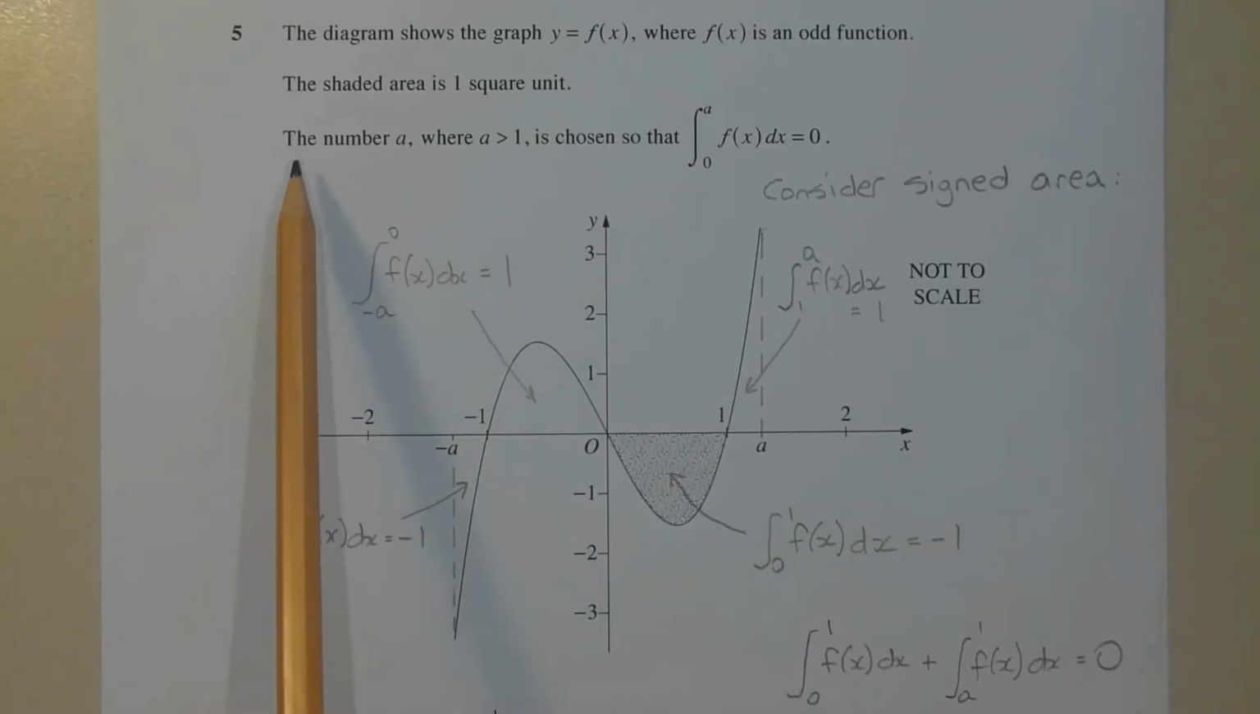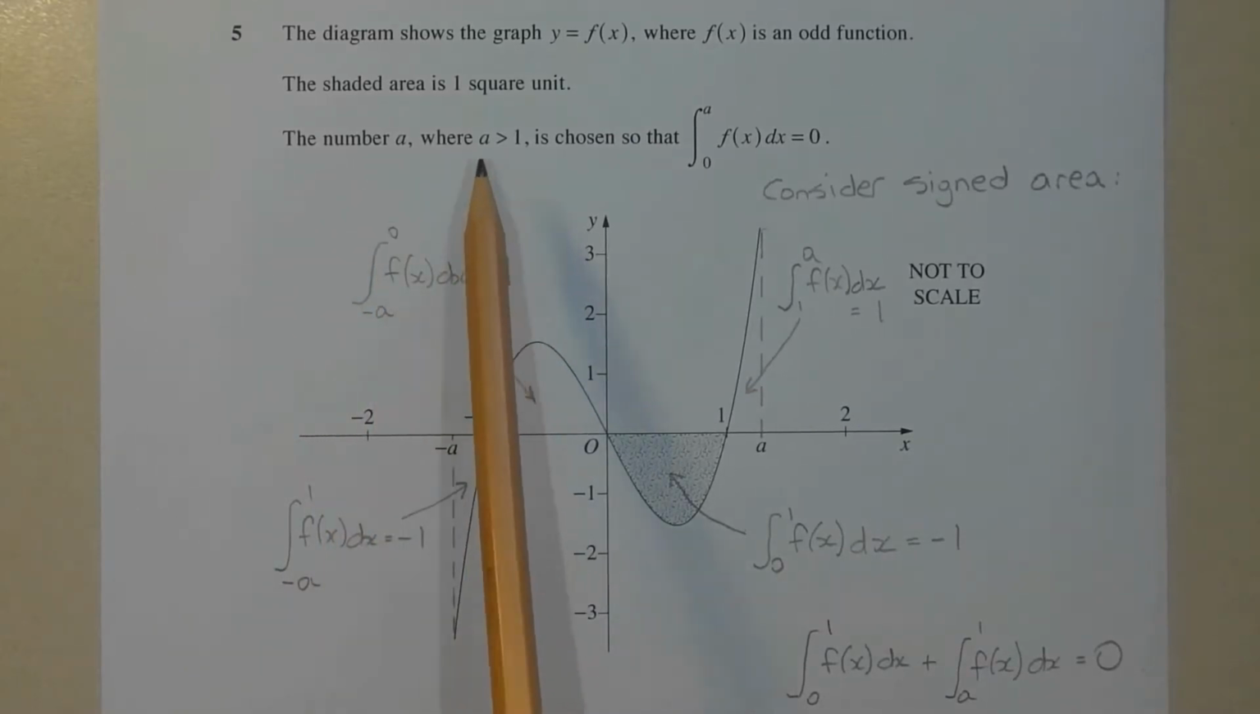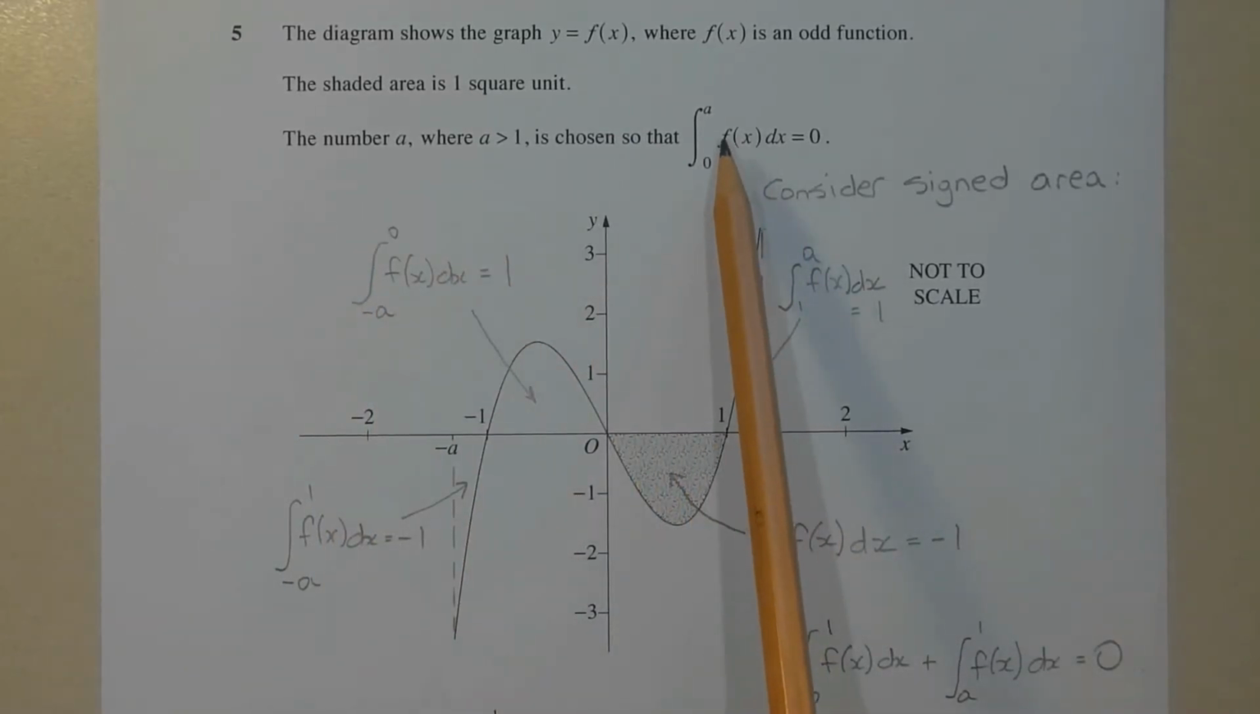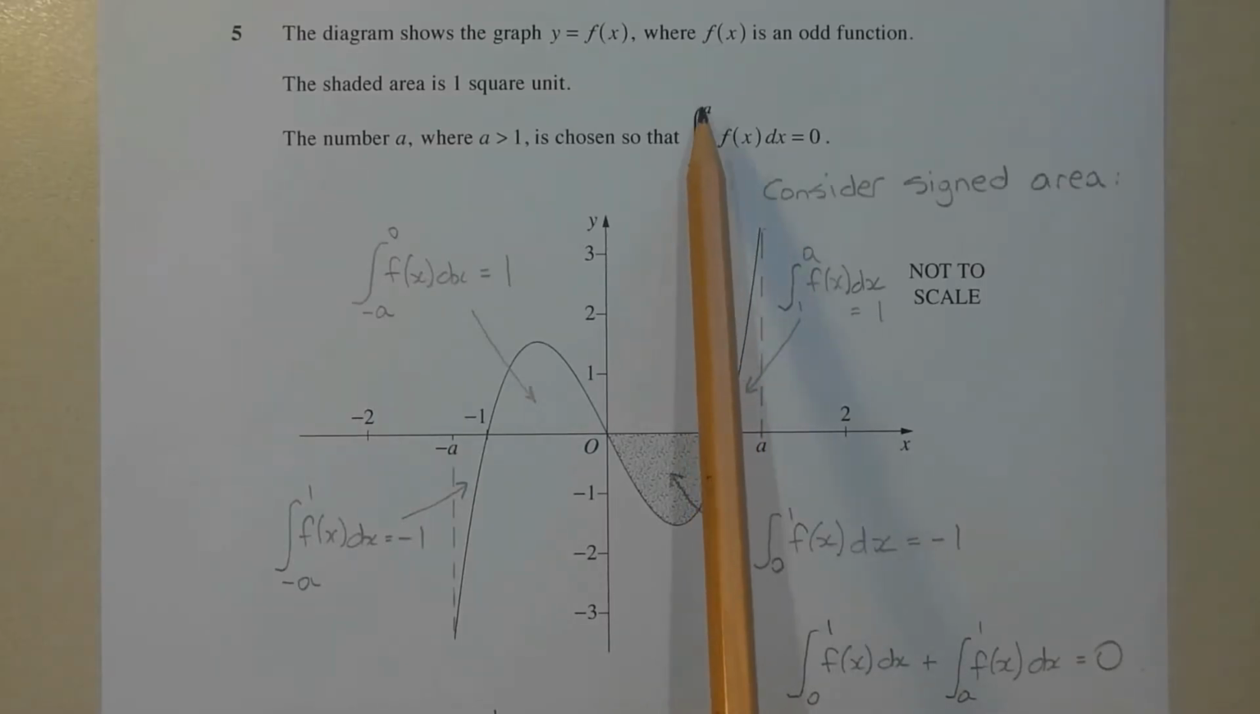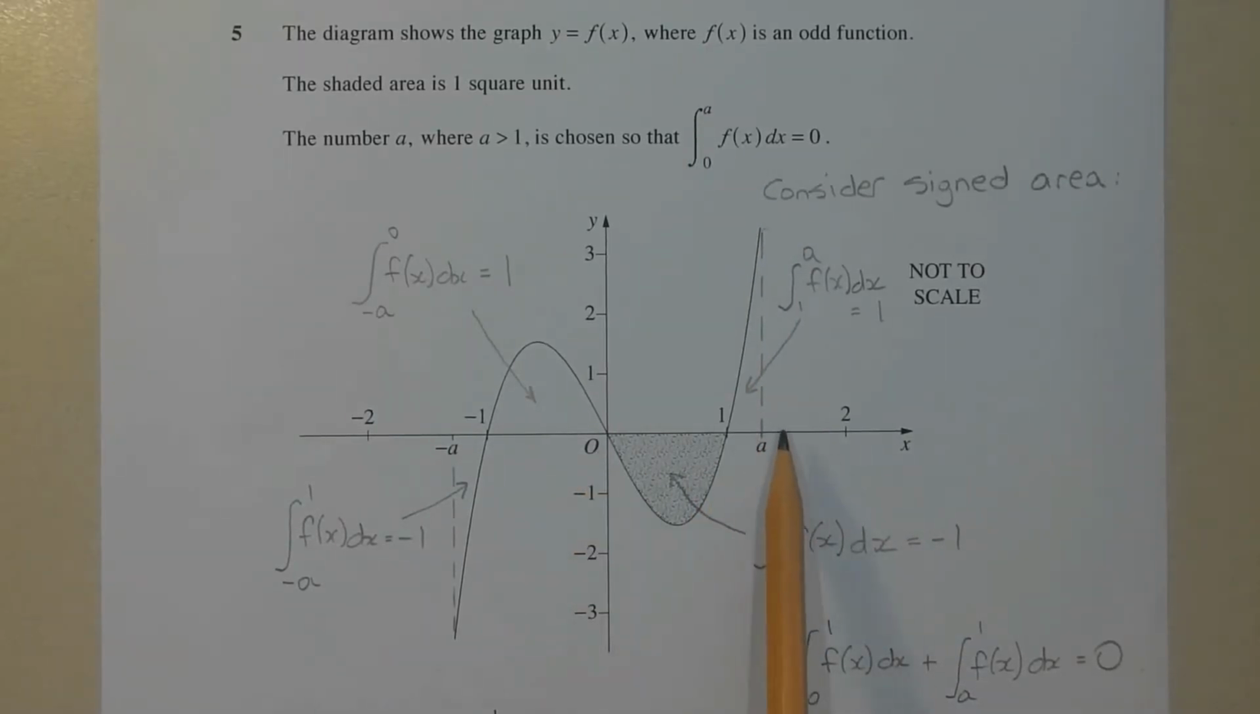Now the last clue is that the number a, where a is greater than 1, is chosen so that the definite integral from x equals 0 to x equals a, so that's from here to here, is equal to 0. So if the value of this region here, or the area of this region, is -1, the value of the area of this region here must be +1, again, because we're considering signed area. So this area here plus this area here will equal 0. That's -1 plus +1 gives us 0. And I've expressed that here.